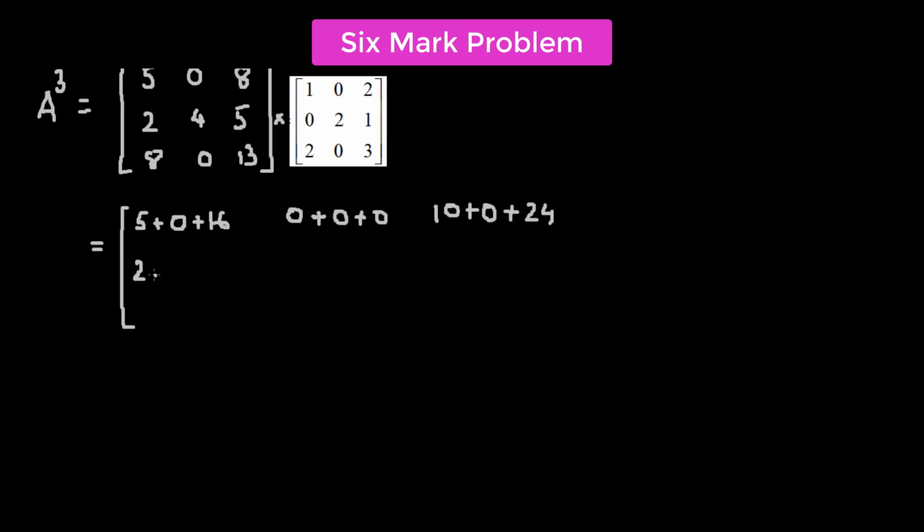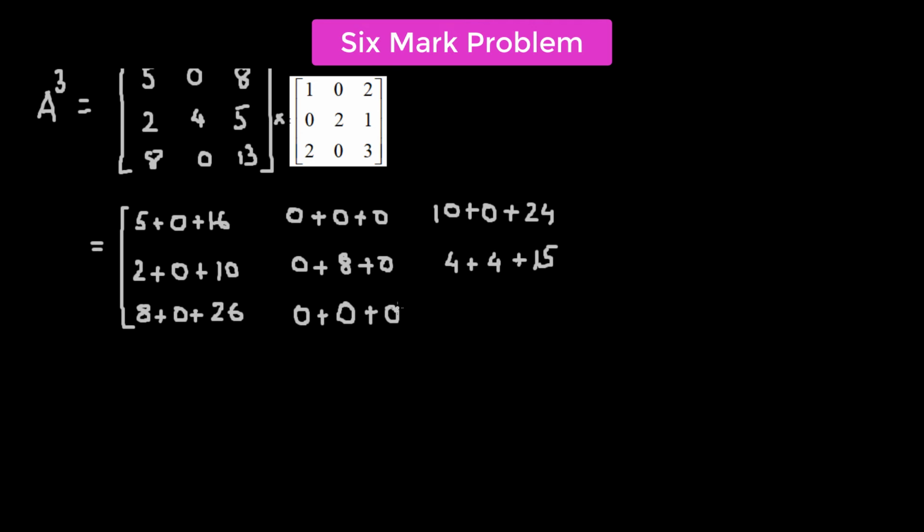Then 2 times 1 plus 4 times 0 plus 5 times 2. Then we have 2 times 0 plus 4 times 2 plus 5 times 0. 2 times 2 plus 4 times 1 plus 5 times 3. 8 times 1 plus 0 times 0 plus 13 times 2. 8 times 0 plus 0 times 0 plus 13 times 0. 8 times 2 plus 0 times 1 plus 13 times 3 is 39.